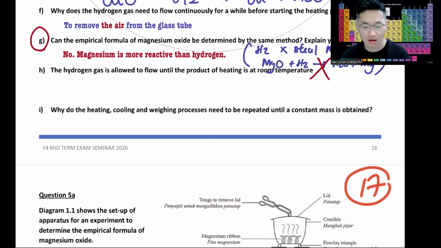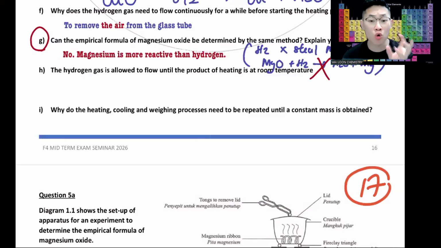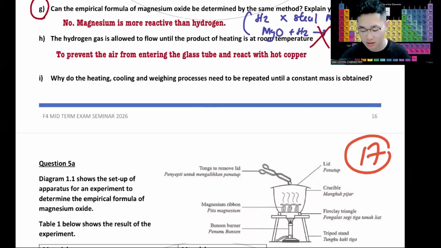The hydrogen gas is allowed to flow until the products of heating are at room temperature. That means in the cooling process, we have to make sure that the gas is still flowing. This is to prevent air from entering the glass tube and reacting with the hot copper.